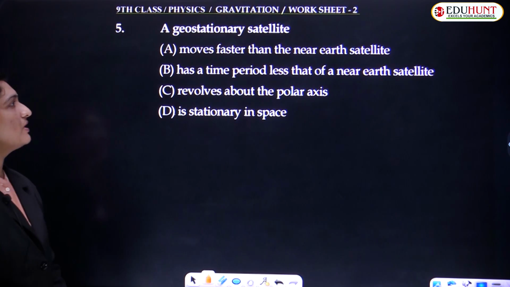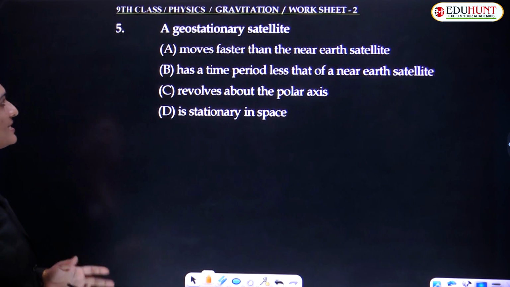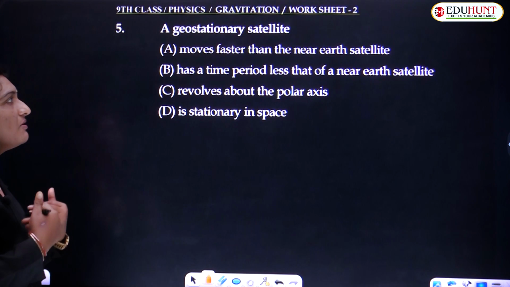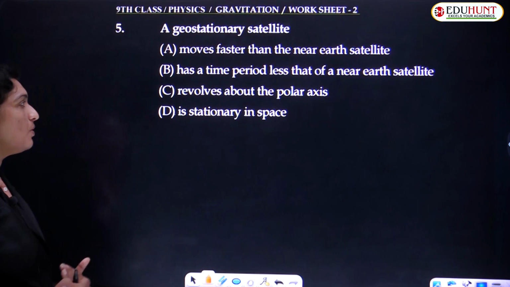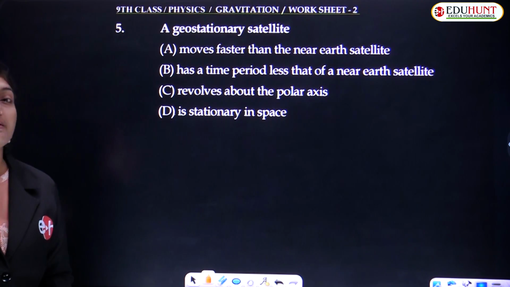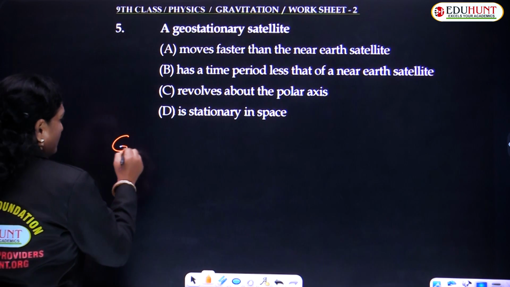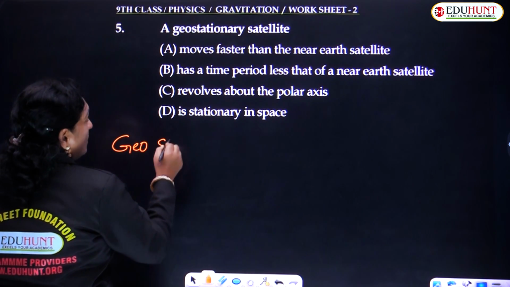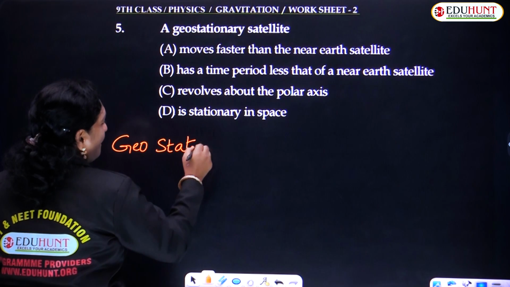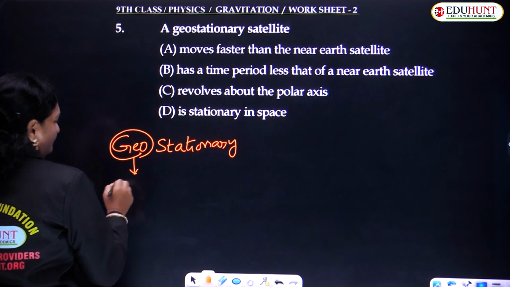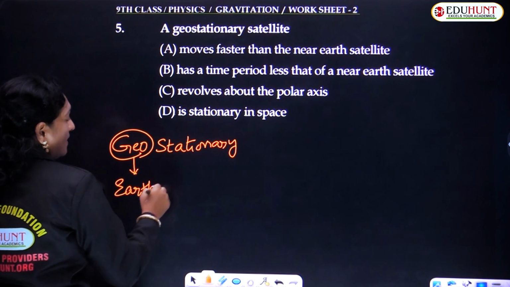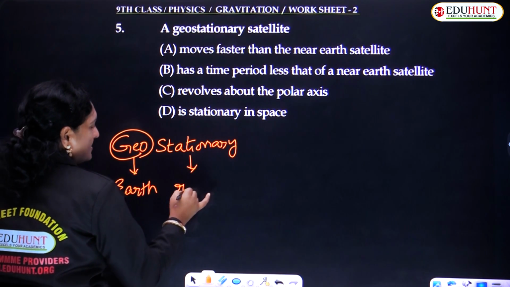Let us move to the fifth question, children. A geostationary satellite moves faster than the near-Earth satellite, has a time period less than the near satellite, revolves about the polar axis, or is stationary. The name itself indicates that: geostationary. Geo is related to earth. Stationary means at rest condition.